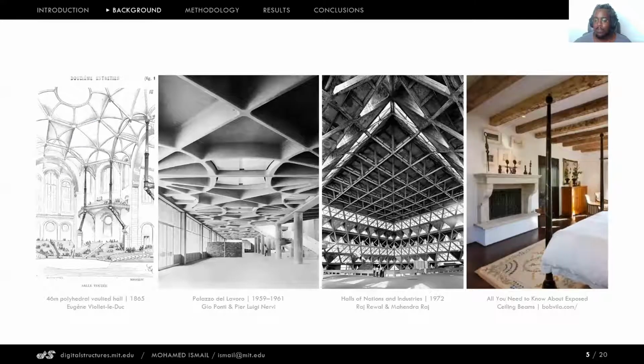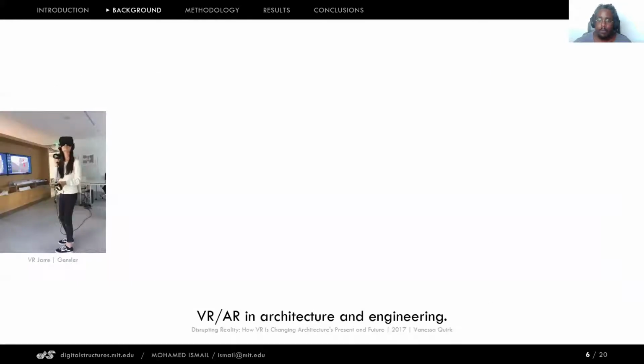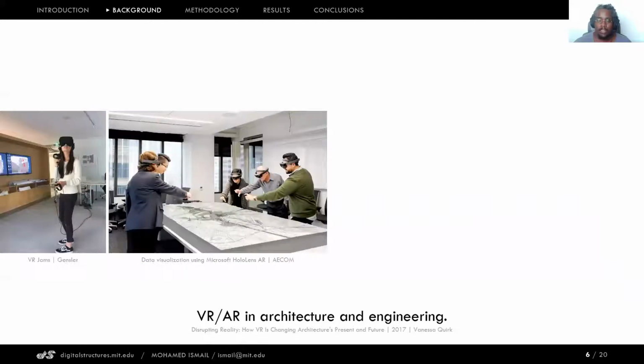Even now, you can find home improvement blogs that post about exposed beams and products like faux wood beams that reflect a desire by the end user to showcase the structural behavior of the building, even if it is artificial. One way we can enable performance-driven structural design is through the use of virtual and augmented reality.